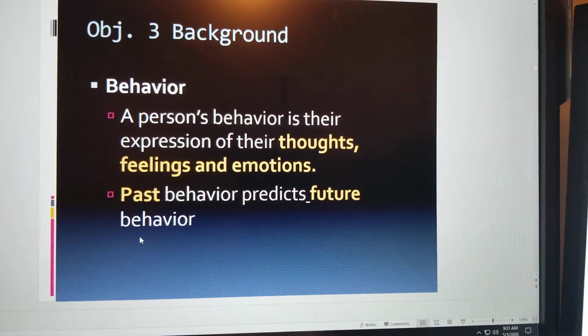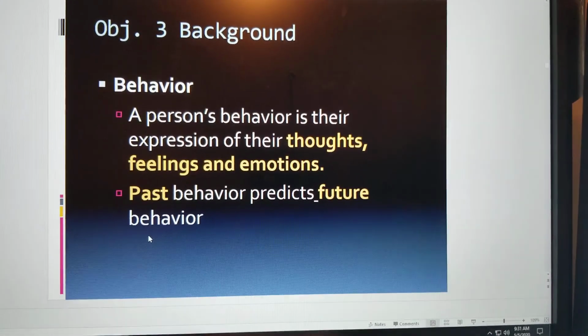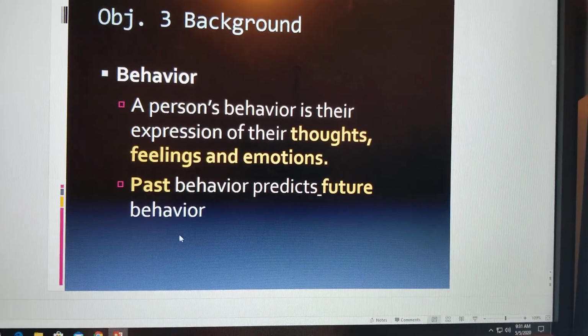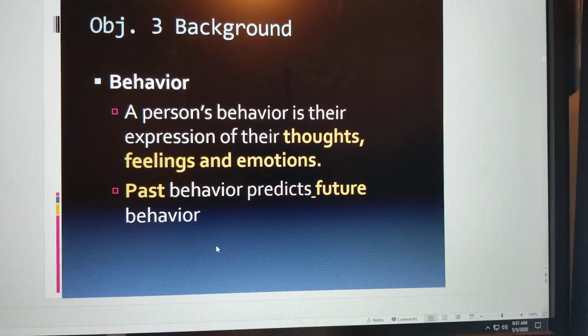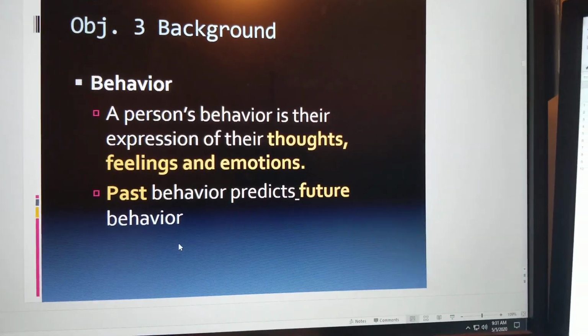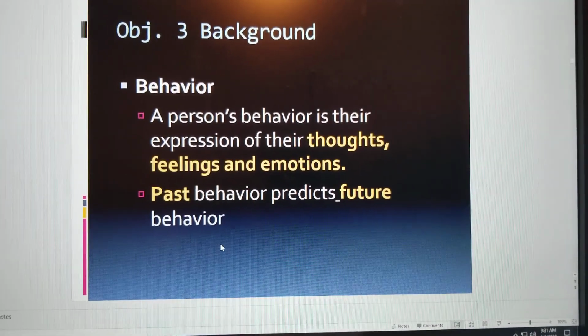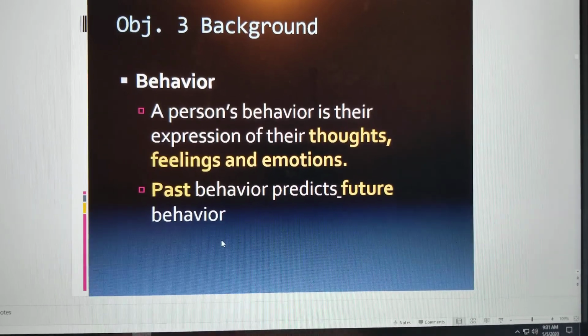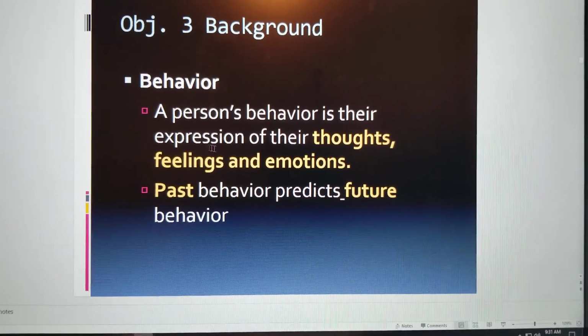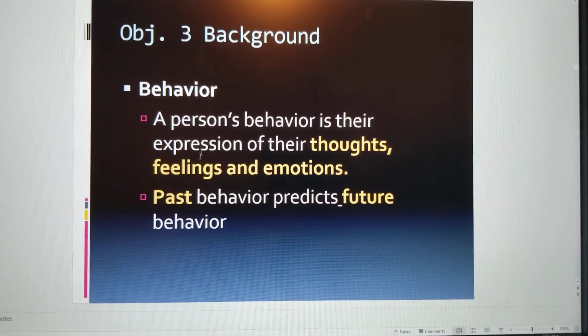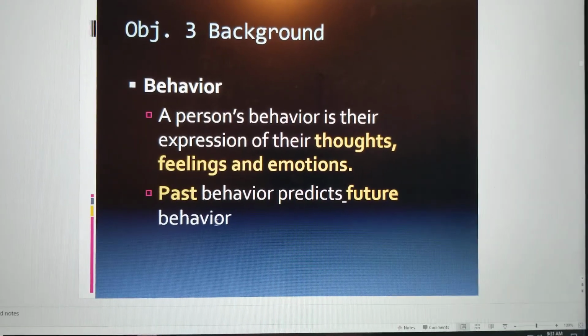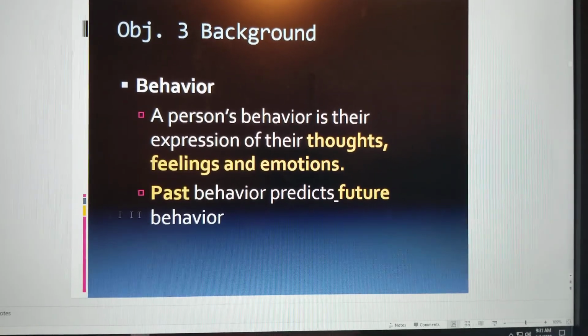So this is where I had you think, was there a time that you got really upset? And have you been upset due to the same reasons? Maybe someone's chomping their food while you eat dinner and it annoys you. And every time you hear somebody chomp, you're instantly annoyed. That is a good example of how past behaviors can help predict future behaviors and how you would react.